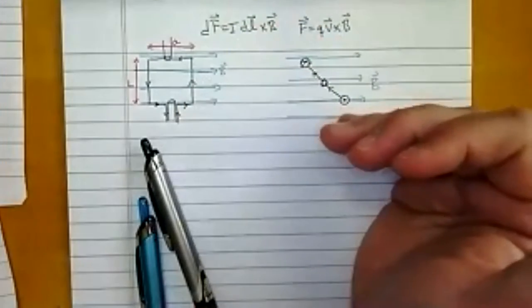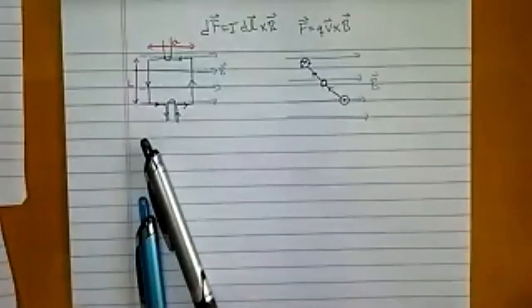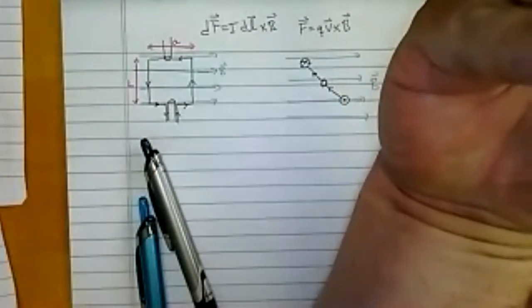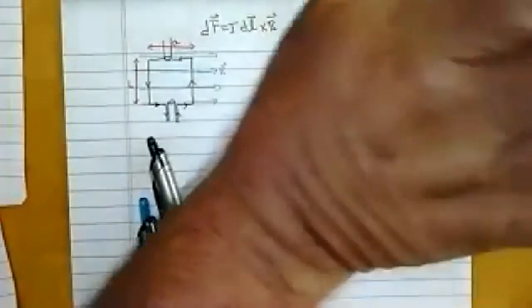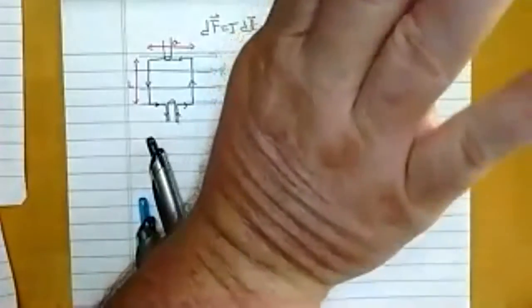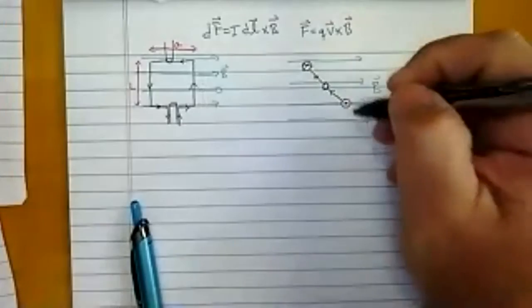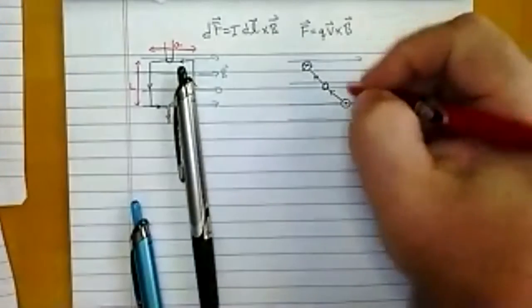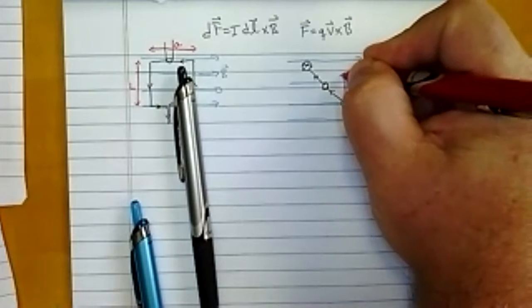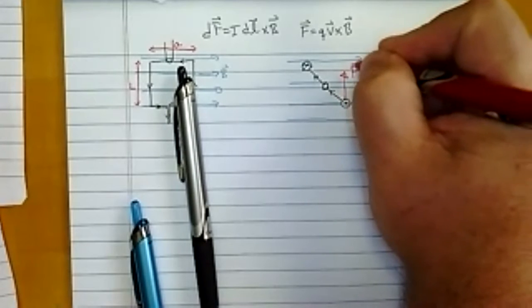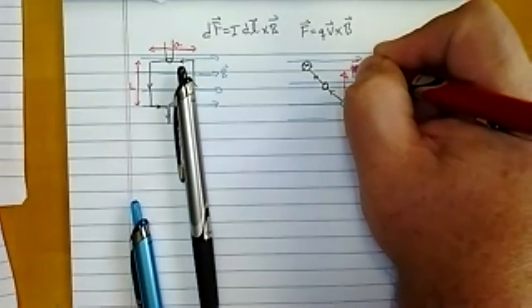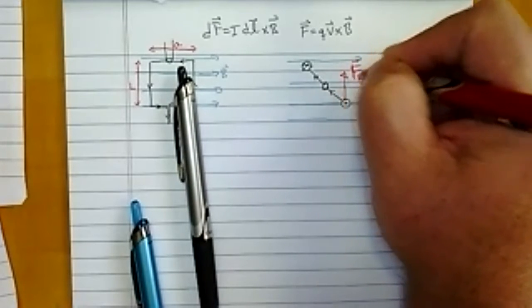On the other hand, with this one, I've got a QV or an IdL coming out of the page like this, and I've got to turn it so that my palm can curl towards the B. My fingers on my right hand curl towards B. That means I'm going to get a force on this side that acts this way, and I'm going to call that F sub R for the force on the right hand side.